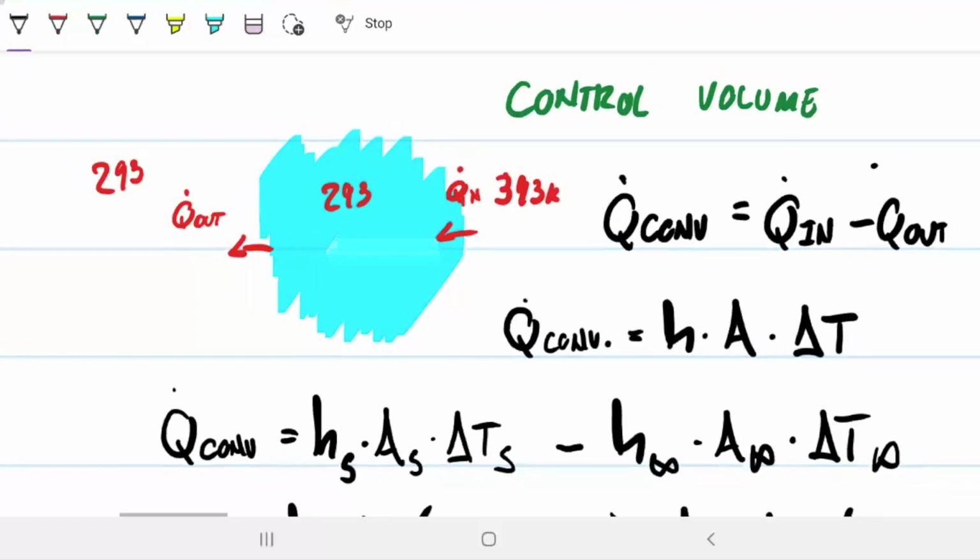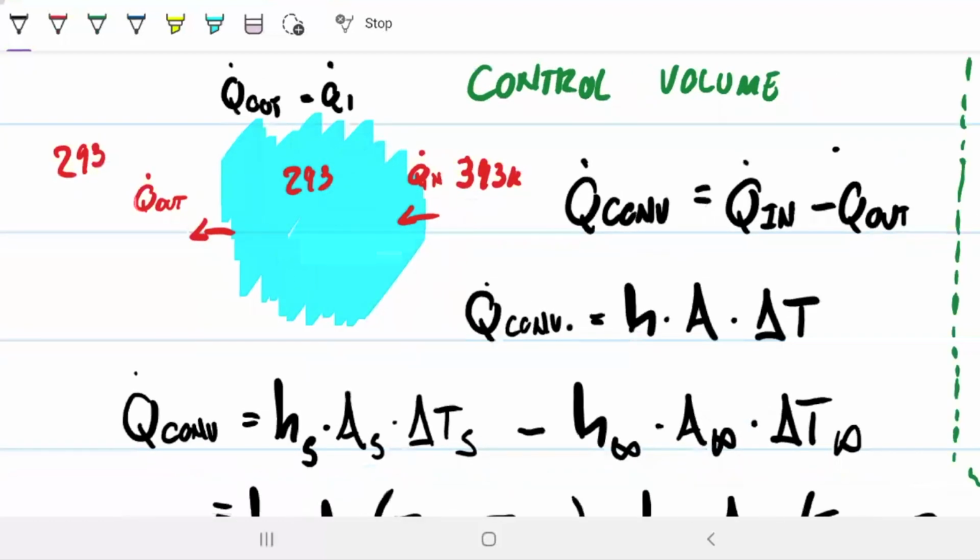So what does that mean? And let me get rid of these mock temperatures that we drew.